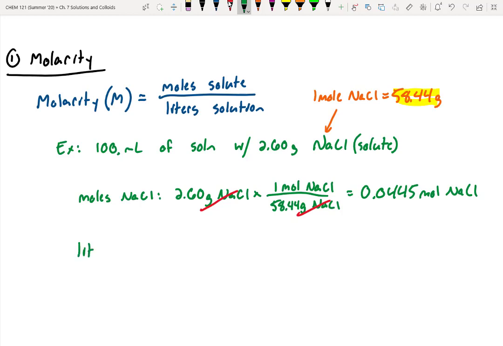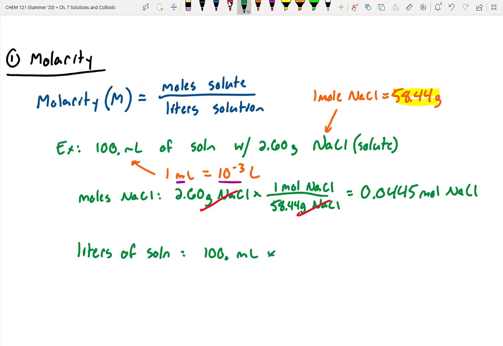All right, now let's do liters of solution. Okay, whoops, that's not correct. There we go. So we started out with 100 milliliters, and this is just my decimal to indicate that this is an exact measurement. Okay, and we know that 1 milliliter is going to be equal to 10 to the negative 3 liters. And the reason that we know this is milli stands for 10 to the negative 3. So we can use this as another unit conversion.